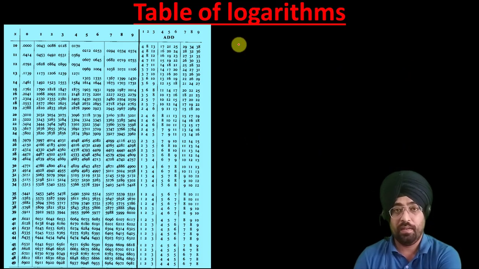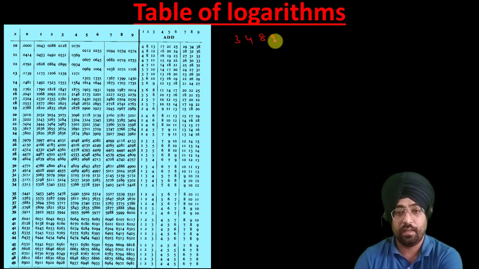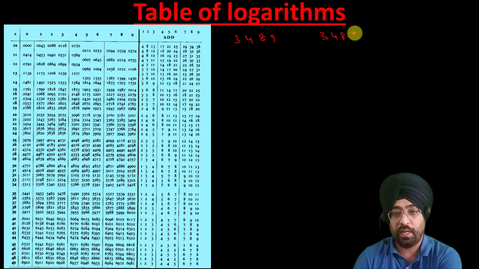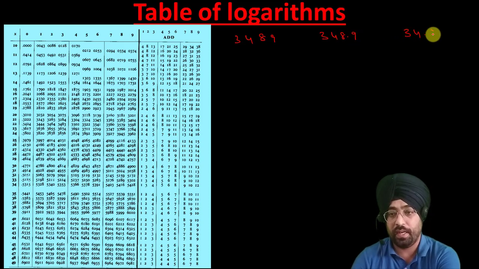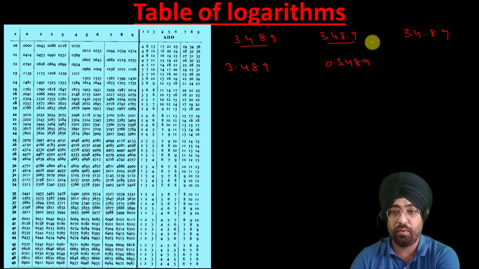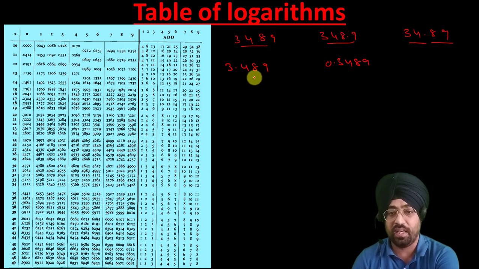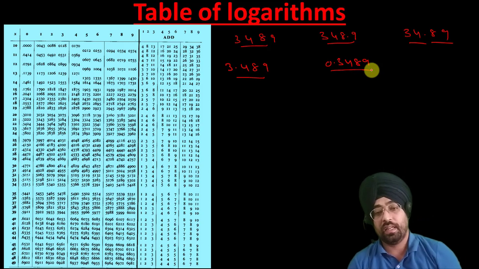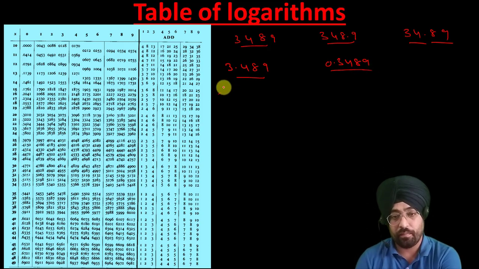Now once again, in my previous lecture I told you that suppose we have digits like this: 3489, 348.9, 34.89, 3.489 and 0.3489. We have to find log of these values. Suppose we have to find log of 3489, 348.9, 34.89, 3.489, 0.3489. So let us first find log 3489.